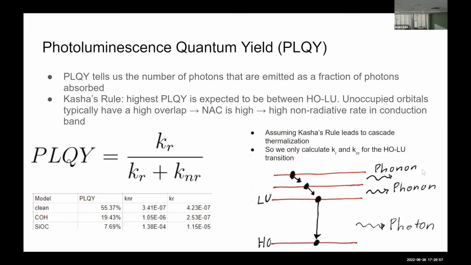As an example of some of these values, you can see down in the corner that I calculated for a few of my models. The first model has about a 55% quantum yield, so about half of the electrons that are excited will release another photon. And as defects are added into it, COH and SiOC, that quantum yield goes down by quite a bit.